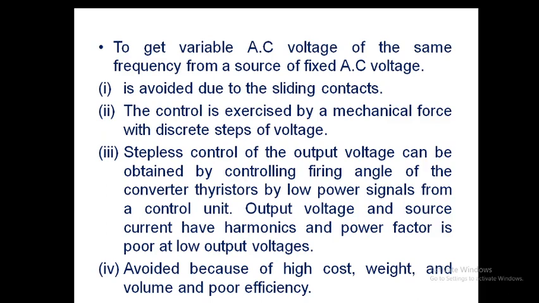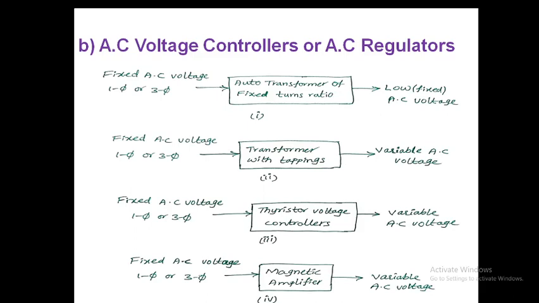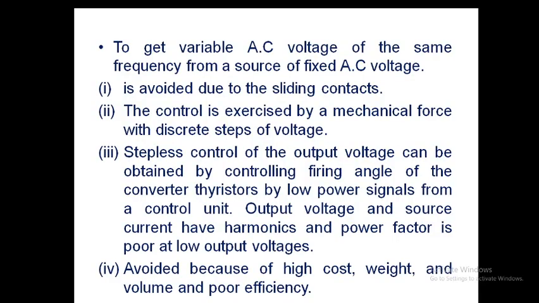From the fixed AC voltage, if you want to get variable AC voltage of the same frequency, the first one is avoided due to the sliding contacts. What is the first one? The auto transformer. It is avoided due to the sliding contacts, so the efficiency will be poor. Mechanical involvement is there, right? And the second one is the transformer with tappings.